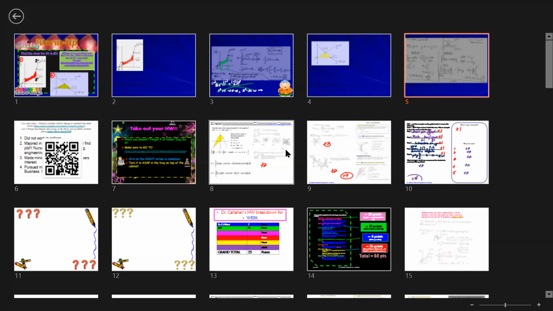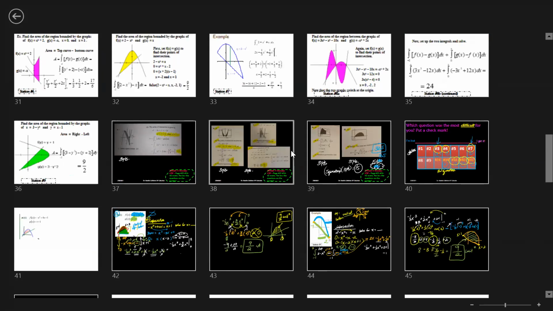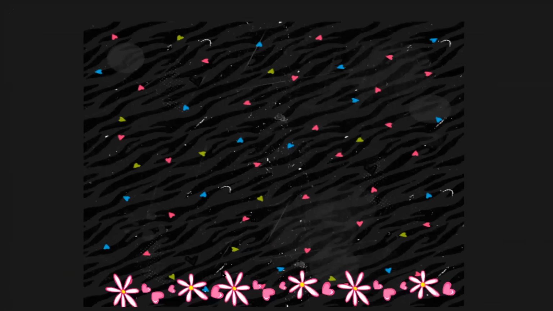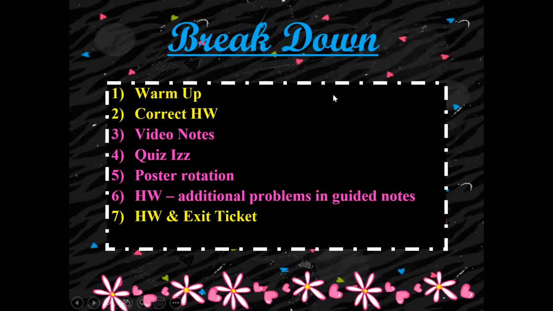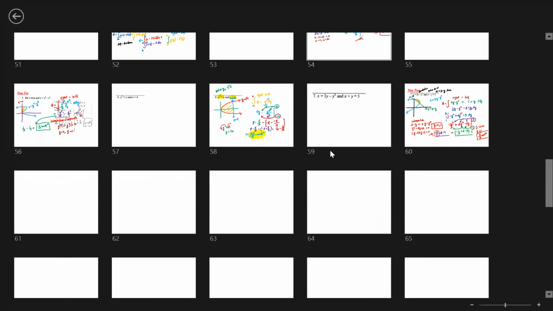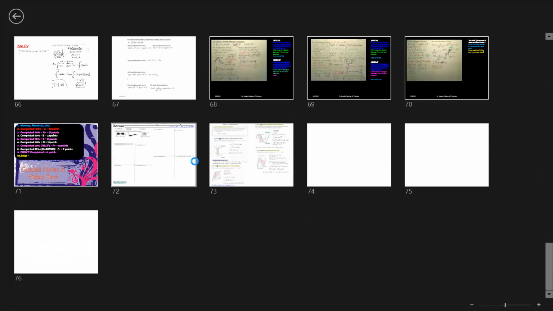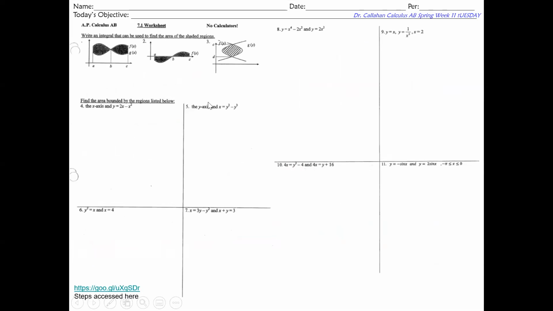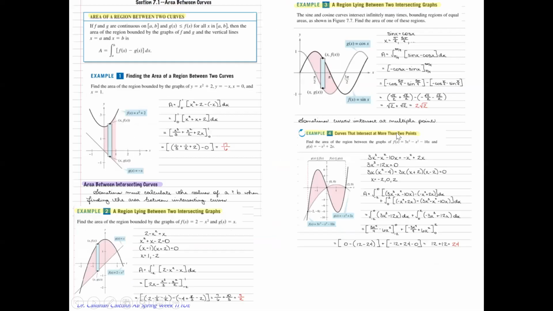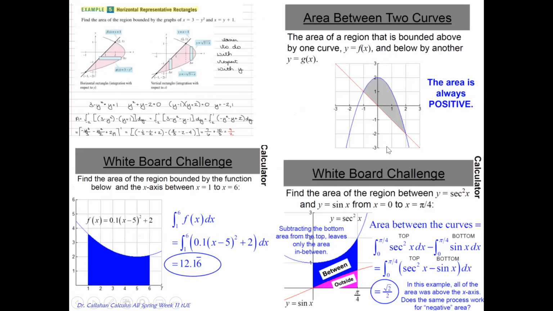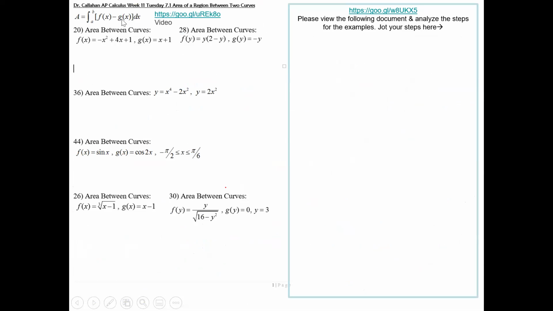All right, you guys, so from here, what I would like you to do is take a look at the breakdown of what we're going to be talking about today. We're going to go over our guided notes. So let's take a look at the very bottom. This is the page that you're going to be talking about with your notes. Here are some additional examples. Make sure you take a look at these. And then, of course, you have your textbook review with the videos that accompany it.